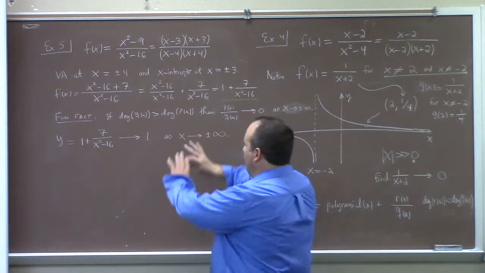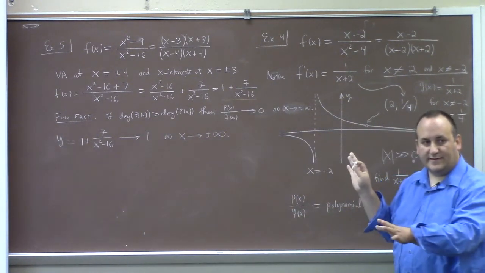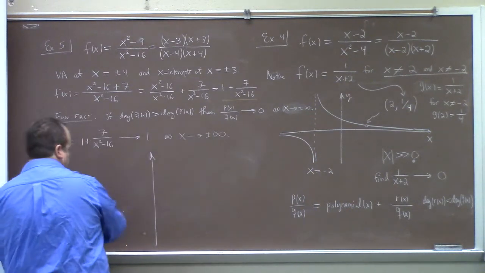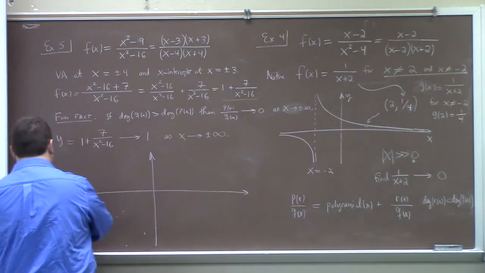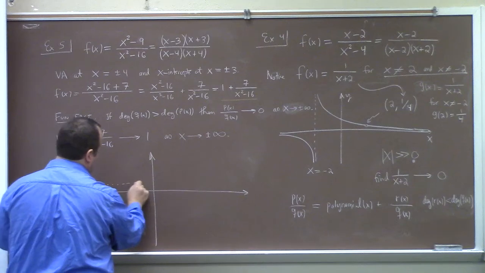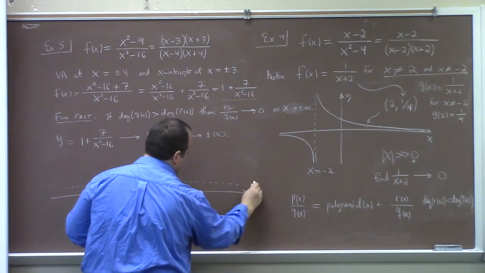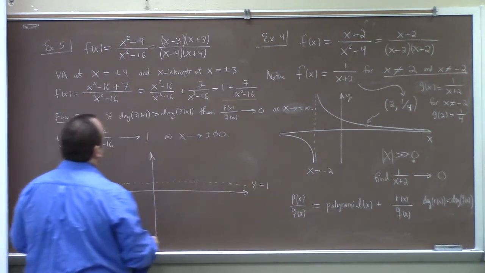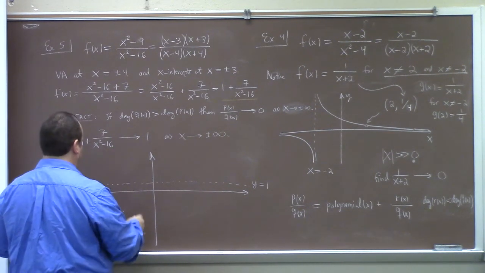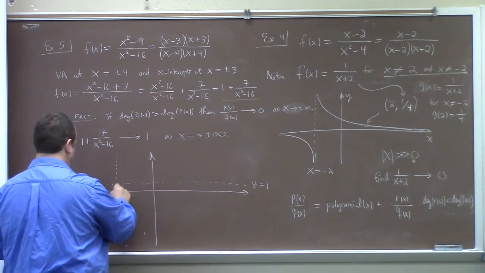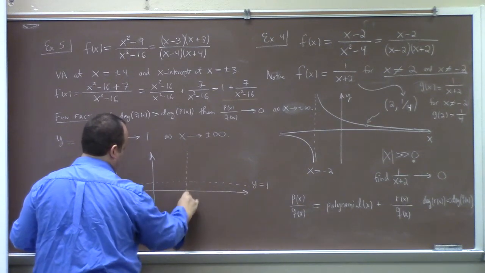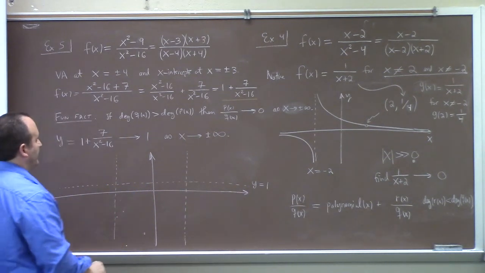Okay, so I think we have all the necessary ingredients to make the graph. So I'm going to just put in my asymptotes first. Here's y equals 1. And I've got vertical asymptotes where? Plus or minus 4. And what else do I know?